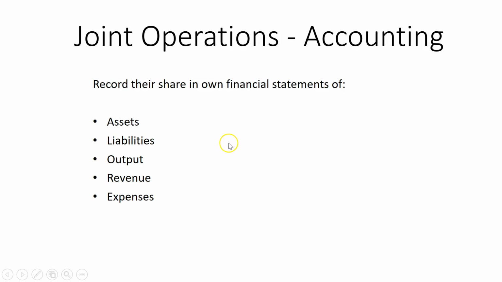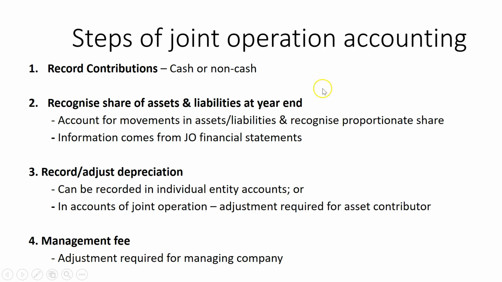In joint operations accounting, the two joint operators just want to record their fair share of assets, liabilities, output, revenue, and expenses in their own financial statements. This is a general framework and the steps for our joint operation accounting. First, we need to record our initial contributions to the joint operation. These can be cash or non-cash. We need to recognize our share of assets and liabilities at the end of the year. We take 50% for each entity because it's a joint operation, so they own 50% each. We just take that information from the joint operation financial statements.